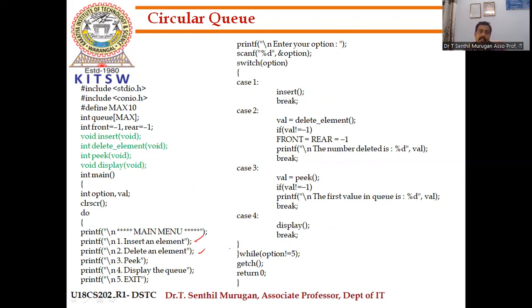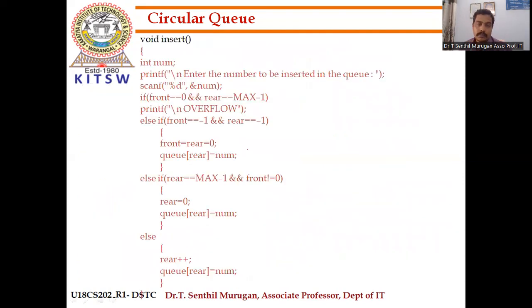If you are given the choice, it will take the option, and according to the option, it will work. Option 1, insert operation. Option 2, delete operation. Option 3, peek operation. Option 4, display operation. If you give 5, or up to 5, it will ask again and again. This is a do while loop, no? Here do is starting and while is here. So this loop will be executed again and again while the choice is not equal to 5. Okay, so if you give 5, it will be over.